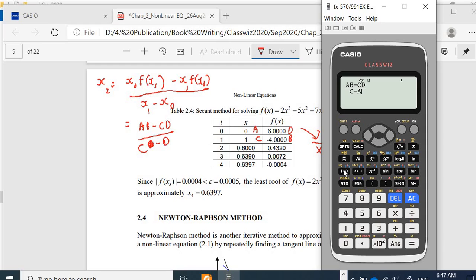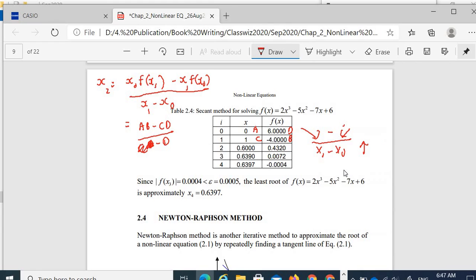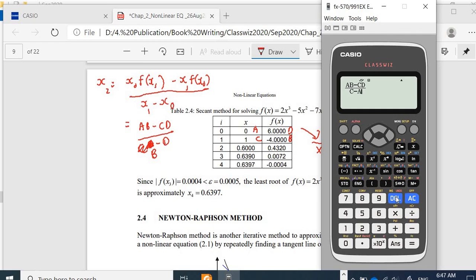Okay, this is A times B, divided by A times B minus C times B, and then divided by the x1 minus x0, x1, this is D. So this is D minus alpha D. Okay. So now we get 0.6, correct.